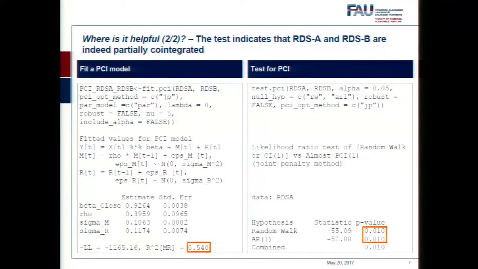On the right-hand side, you see the R output of the test PCI function, and the random walk null hypothesis as well as the AR1 null hypothesis are both rejected at the 5% significance level, indicating that RDSA and RDSB are indeed partially co-integrated in the considered time framework.